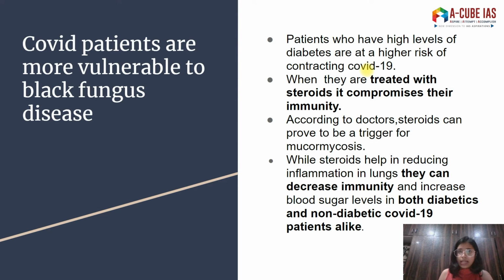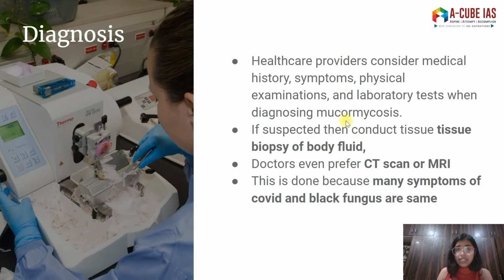It's a scenario that you can understand: the patient who has a high risk of diabetes, when they contract COVID, they're treated with steroids. Steroids compromise your immunity. And once your immunity is compromised, you become a breeding ground for black fungus disease. So this is the correlation that doctors have identified, that while steroids help in reducing the inflammation in lungs, they decrease the immunity. So not only the diabetic patient, even a non-diabetic patient becomes susceptible to black fungal disease. So this is the reason that black fungus disease has become a big deal these days.